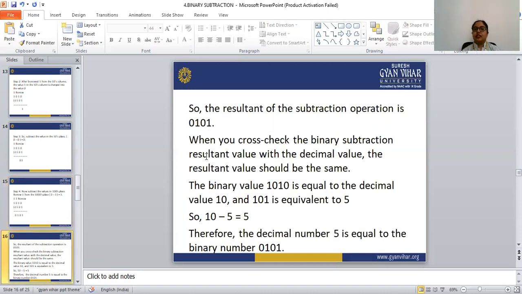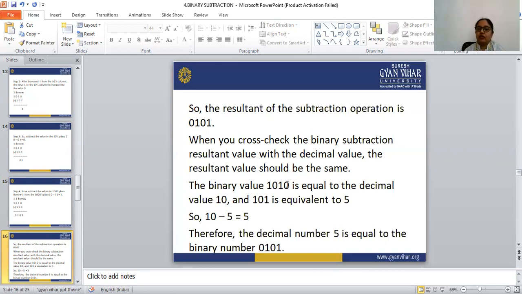So the result of the subtraction operation is 0101. When you cross-check the binary subtraction result with the decimal value, the result should be the same. So we can convert the binary number into the decimal number. The binary subtraction result and the decimal value should be the same.